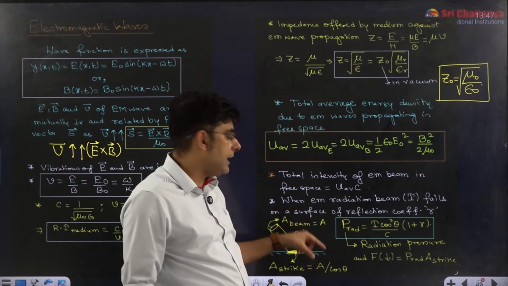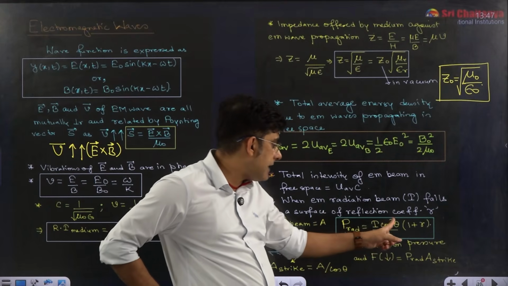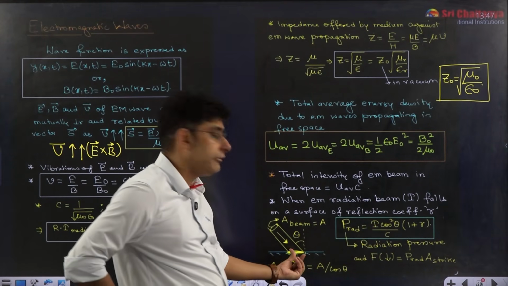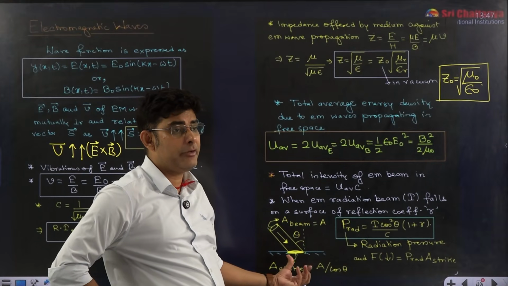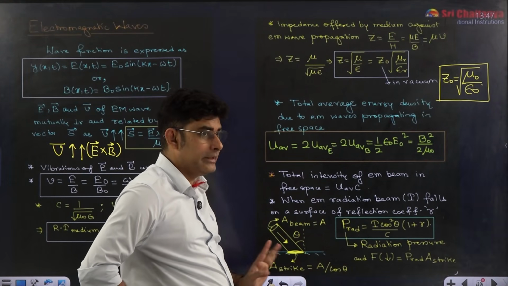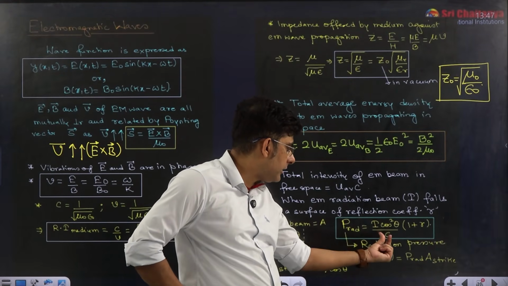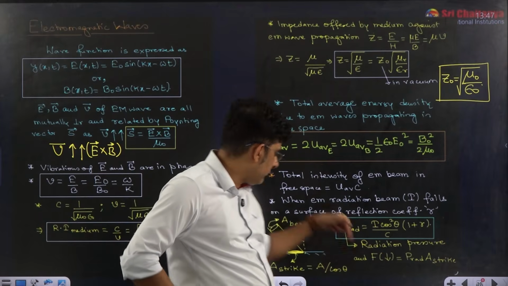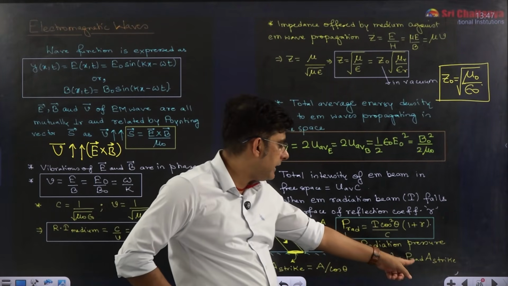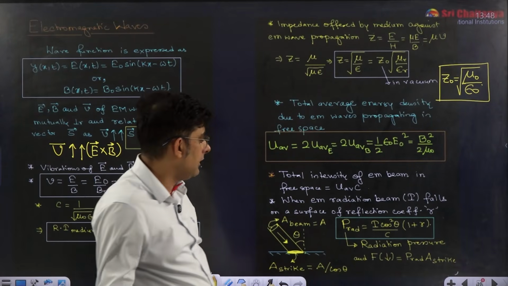Then this beam will exert force and radiation pressure. Pressure will be obtained as I cos square theta by C into 1 plus R. What is R? R is the reflection coefficient of the striking surface, that means how much it will reflect or how much it will absorb of the incident beam. So radiation pressure is I cos square theta by C into 1 plus R. The force acting vertically downwards on the surface will be the radiation pressure multiplied by the area of strike. The area of strike is A by cos theta, remember this.